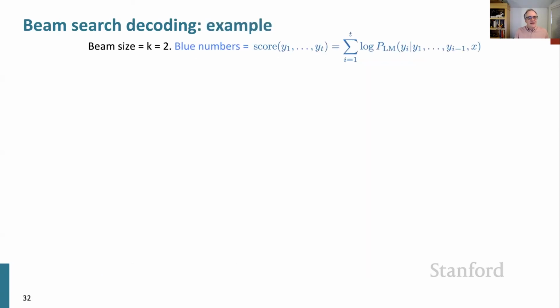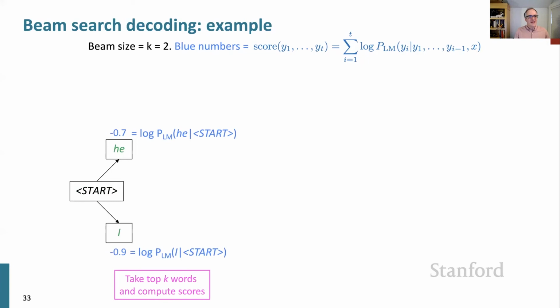In this case, so I can fit it on a slide, the size of our beam is just 2, though normally it would actually be a bit bigger than that. And the blue numbers are the scores of the prefixes. So these are the log probabilities of a prefix. So we start off with our start symbol, and we're going to say, okay, what are the 2 most likely words to generate first according to our language model? And so maybe the first 2 most likely words are he and I, and there are their log probabilities.